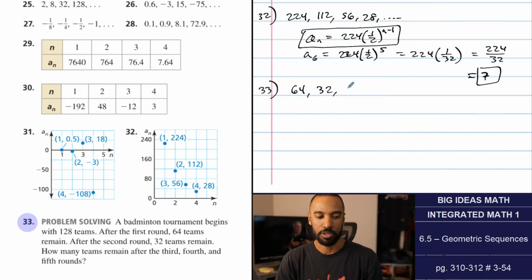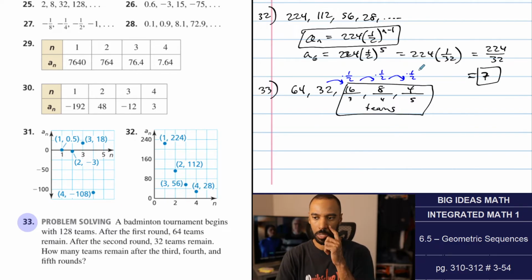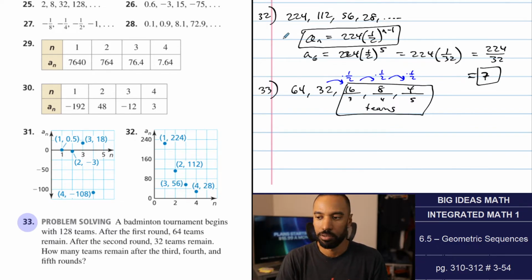How many teams remain after the third, fourth, and fifth rounds? Well, you're taking half of what you did before. Whether you state divided by 2 or up to you, right? Maybe you didn't need to know anything about this section to answer this question. And I would definitely use recursion here. Take half to get the next, and the next, and the next. So this many teams after round 3, 4, and 5. Those are not fractions that I'm writing. Those are the positions. 16, 8, and 4.